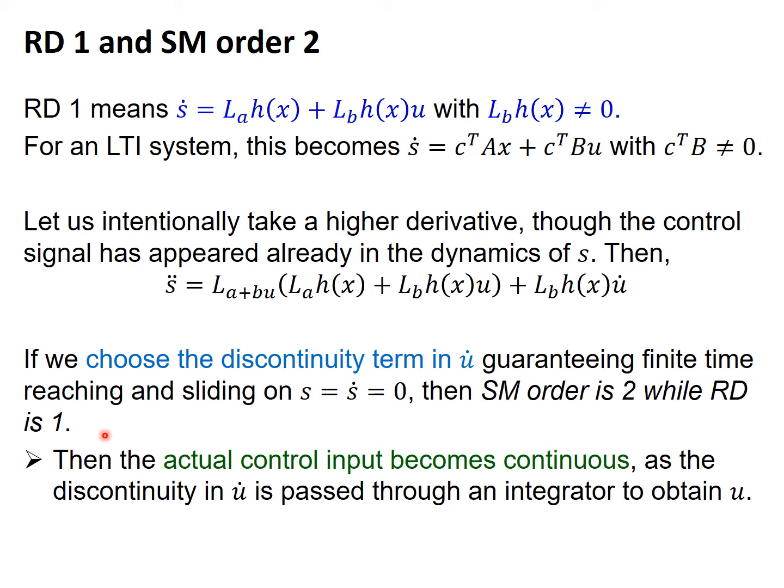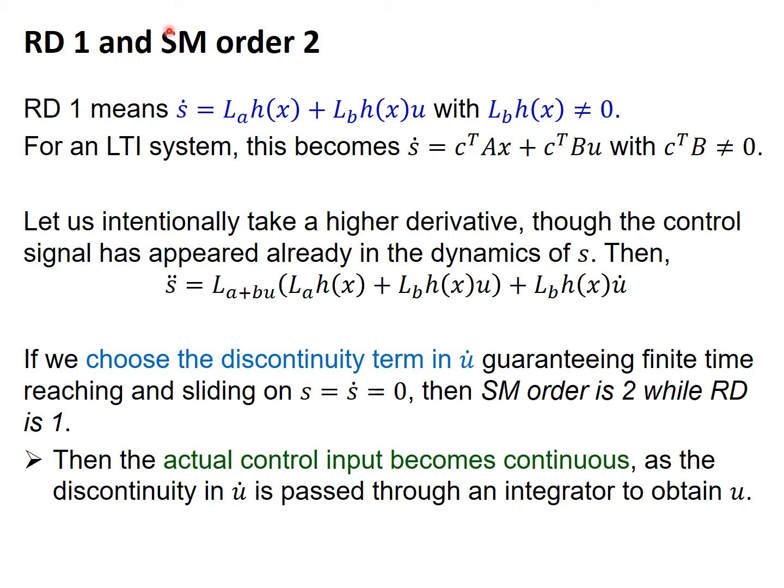What advantage we are getting, you see? Then the actual control input becomes continuous. Why? Because the discontinuity is in U dot. Discontinuity is in U dot. And how do we get U from U dot? By passing through an integrator. So when the switching signal passes through an integrator, the discontinuity does not remain there. It becomes a continuous signal. So this is one advantage that we get by making the sliding mode order more than the relative degree.